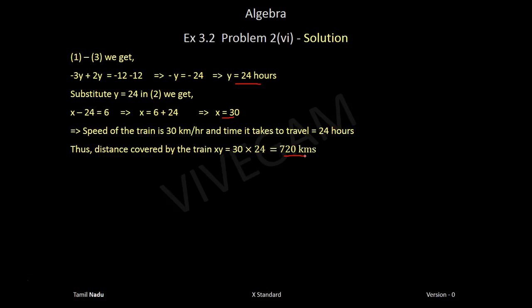Okay. So I'll leave the verification to you. You can try it. How will you verify? What it says, the speed is increased by 6, right? So the new speed will be 36 and the time decreases by 6. So that will be 18. So 36 into 18, 720 kilometers, which is right.